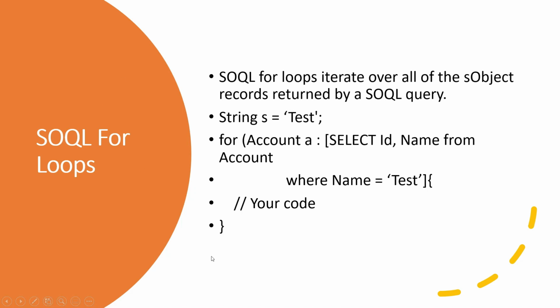SOQL for loops. SOQL for loops iterate over all of the sObject records returned by a SOQL query. So in the first statement, we are declaring a string variable whose value is test for account A in select ID, name from account where name equals test.